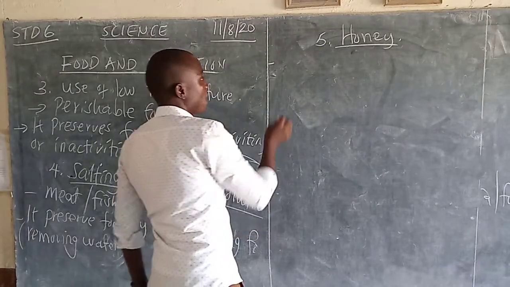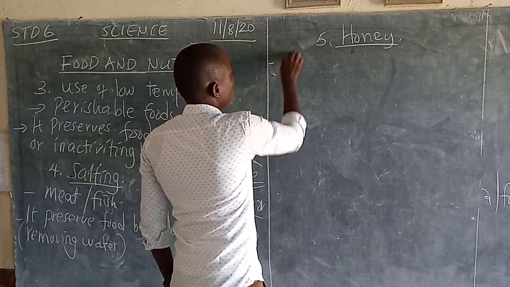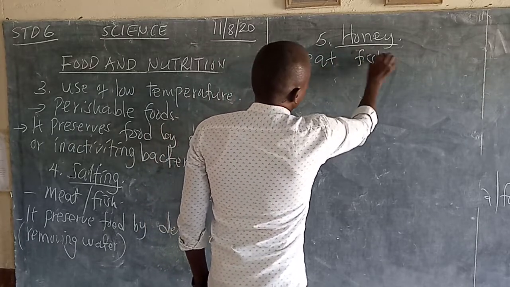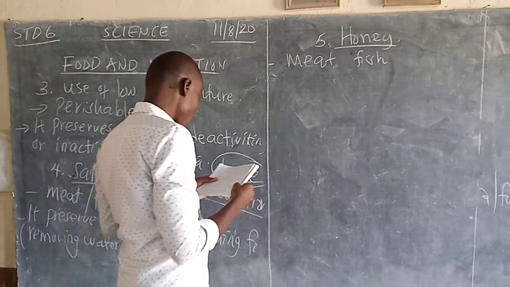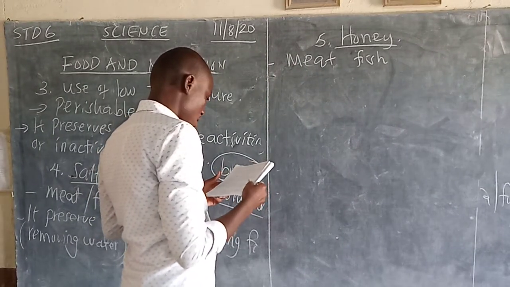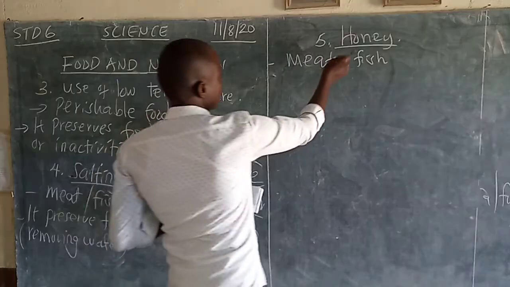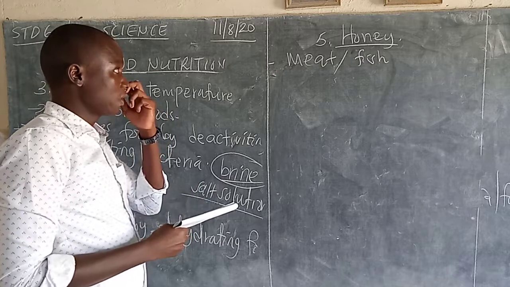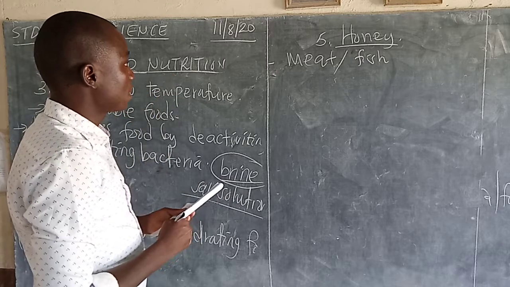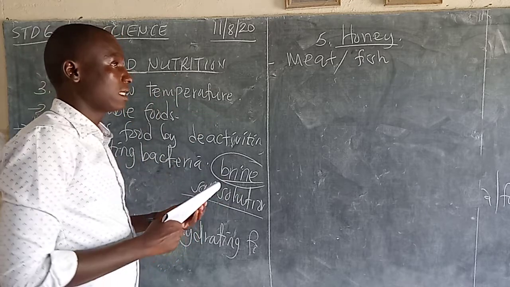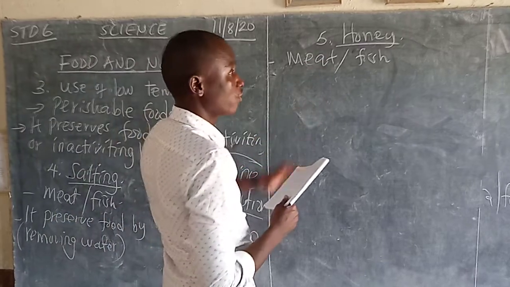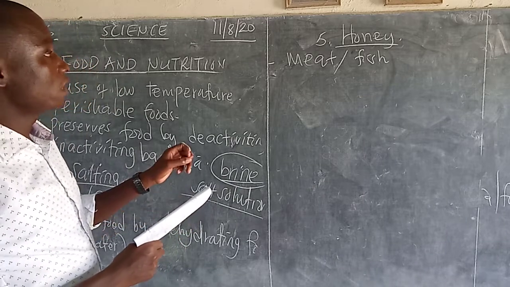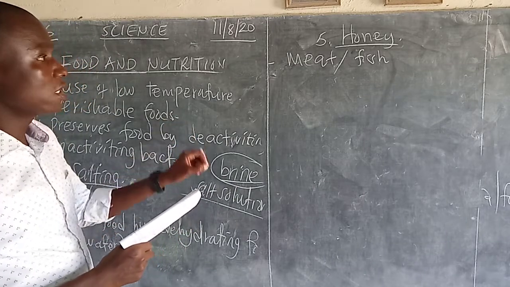Mostly it is used to preserve food such as meat, fish, and others. So as you do research, as you read, you add an example. But these are the common ones, the major ones that are preserved by the use of honey. How it preserves food I've already explained, the way it is used.